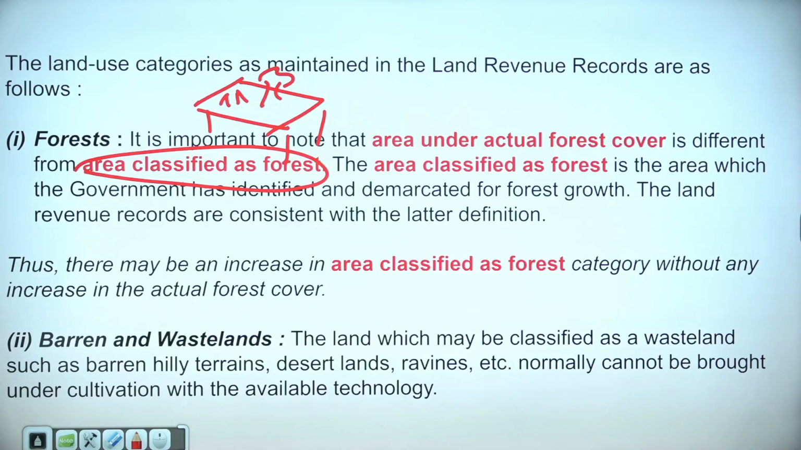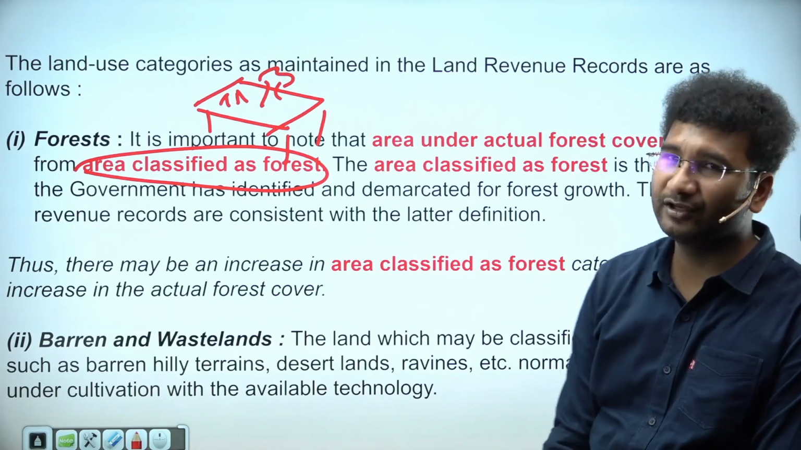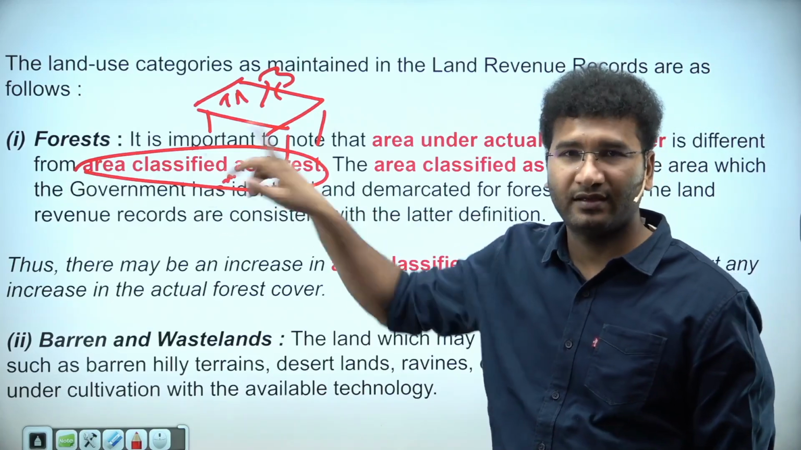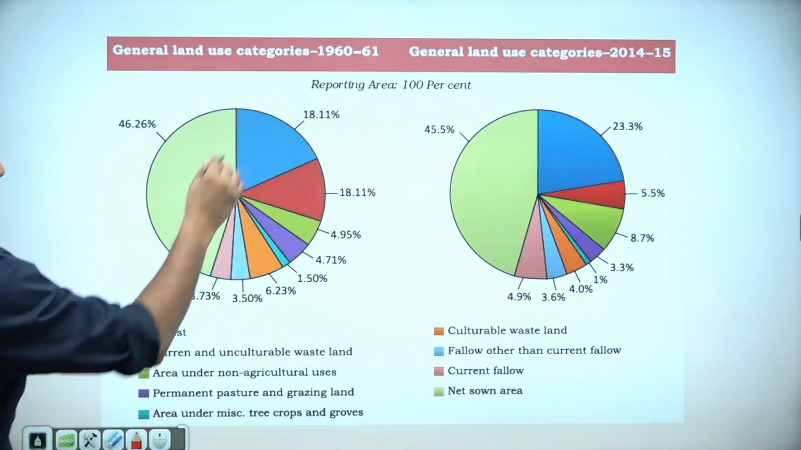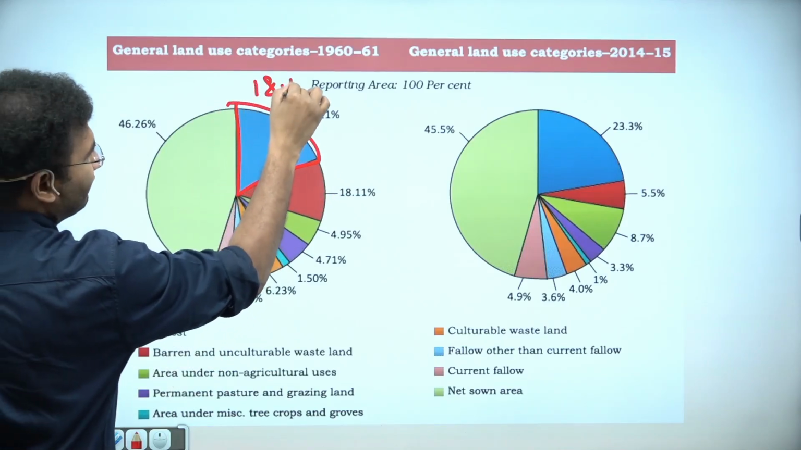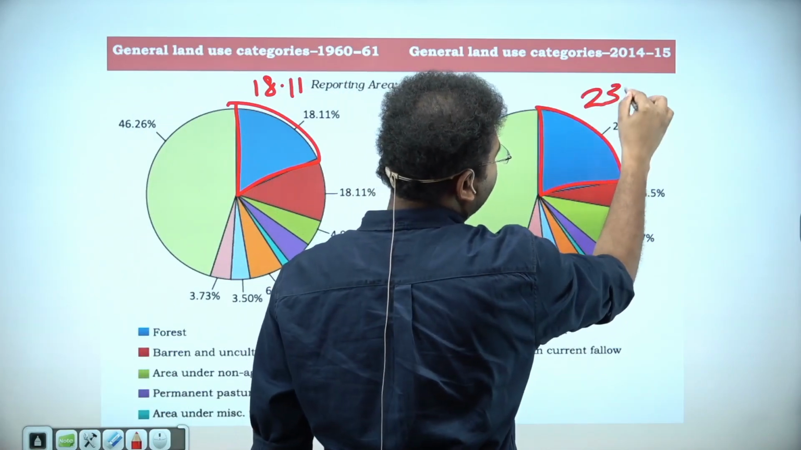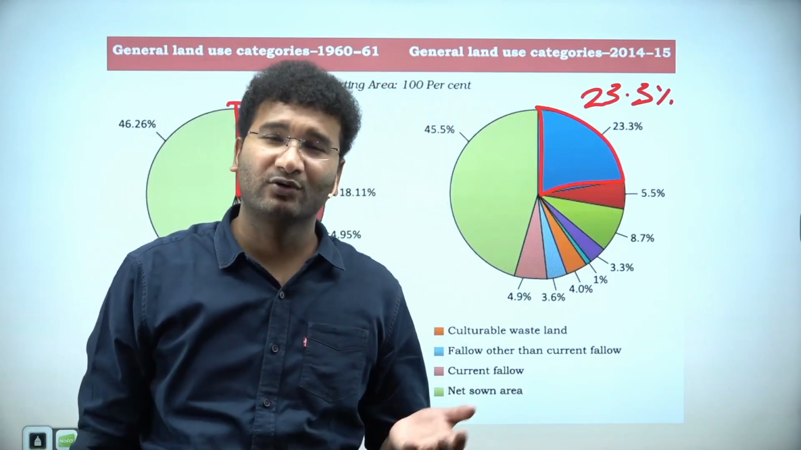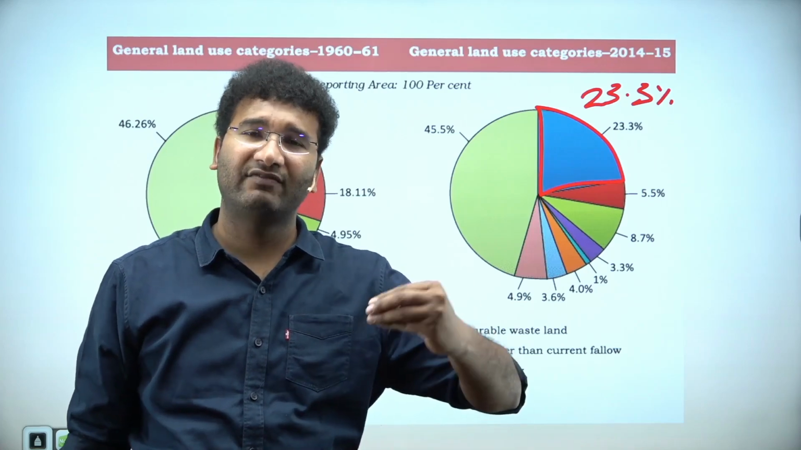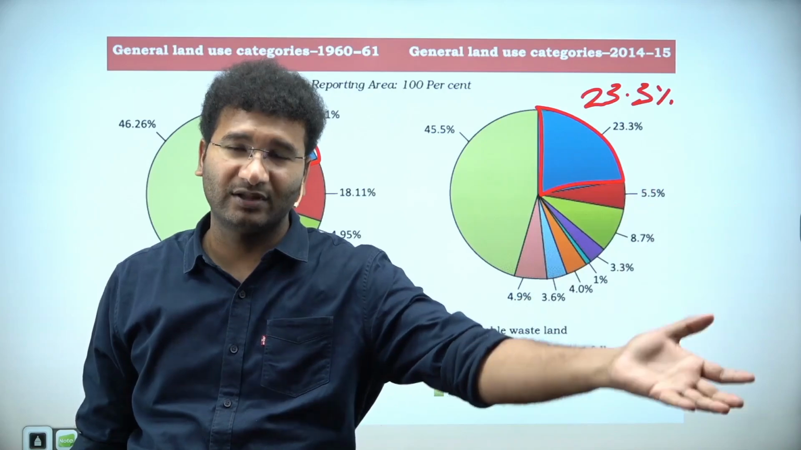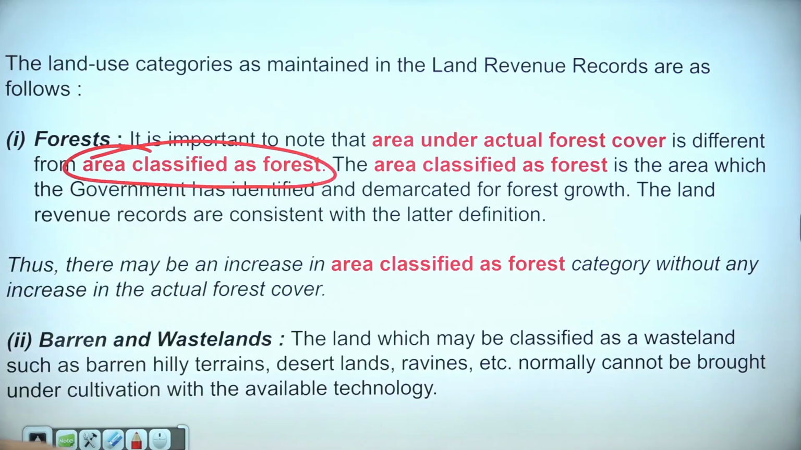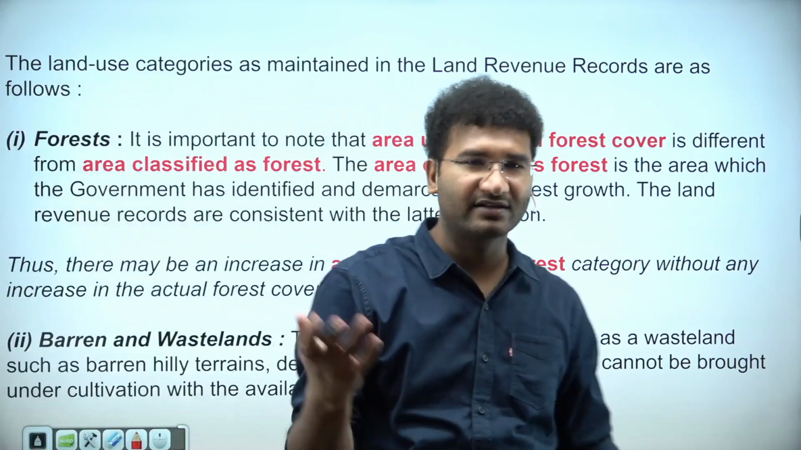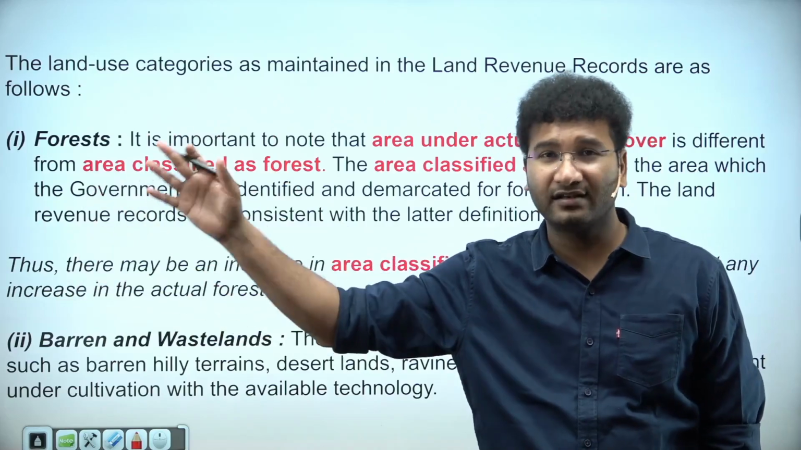Now, here the land revenue records are consistent with the latter definition. All the land revenue records we have so far are aligned with this definition, number 1. So if you go back and look, what was the forest cover? It was 18.11%. Now, why did the forest grow here, to 23.3%? Because irrespective of the growth of trees or actual forest, the government has declared more and more land as forest, meaning area under forest. That means they might have declared that land as area classified as forest. That is why we may feel that actual tree cover has not increased, yet our forest appears to have increased. This is what they say.